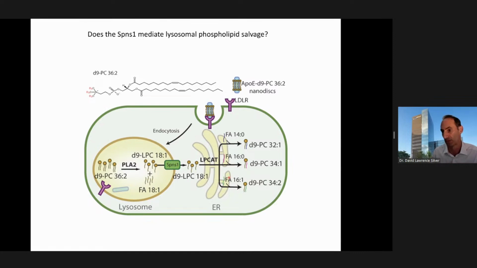Mixing up that acyl tail or acyl tails to PC32-1, 34-1, and 34-2. So this would be evidence that SPINS1 is mediating efflux out of the lysosome based on this analysis. In the absence of SPINS1, we would predict a very large accumulation of D9-LPC and a reduction in the production of these downstream reesterified LPCs.